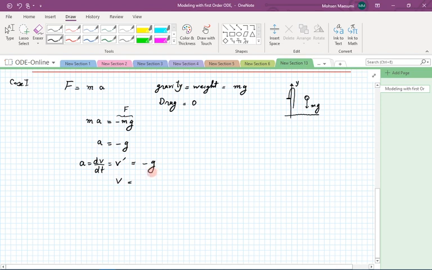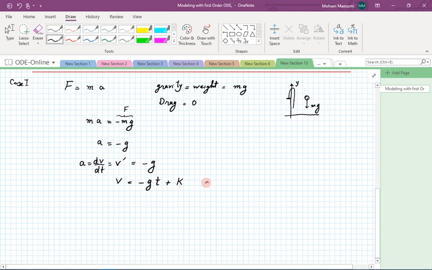Antiderivative of it is just g times our independent variable t. So it's going to be minus gt. And then we are going to have some constant here. Let's call that constant k, so it doesn't run counter to other constants we might have.